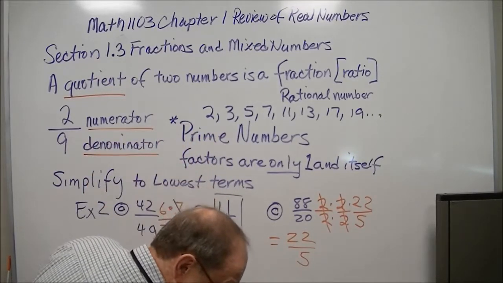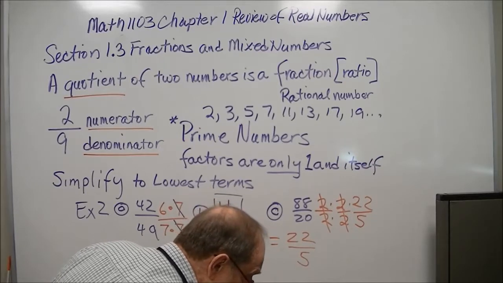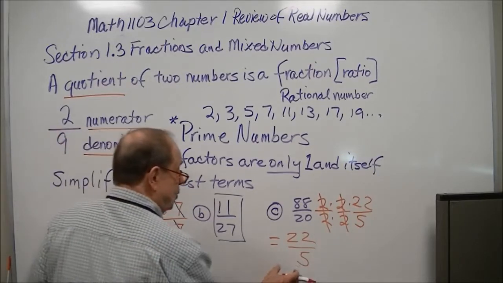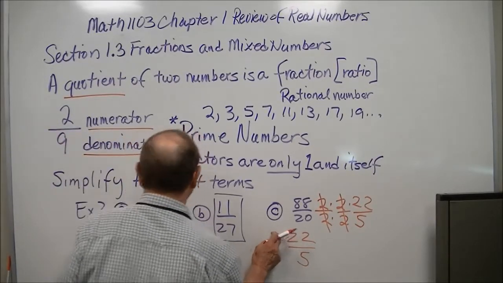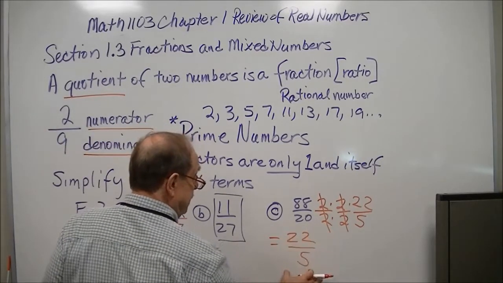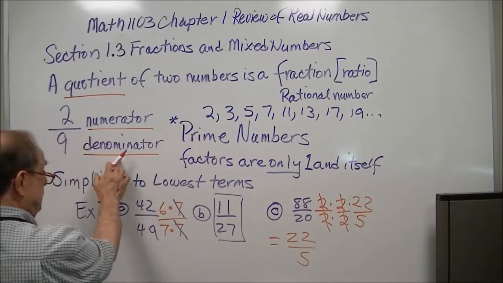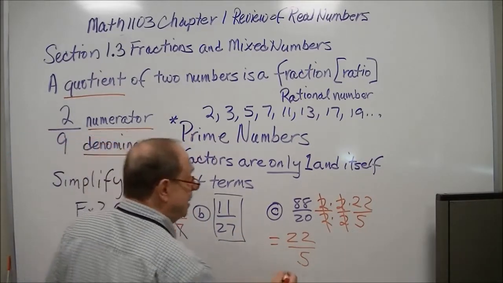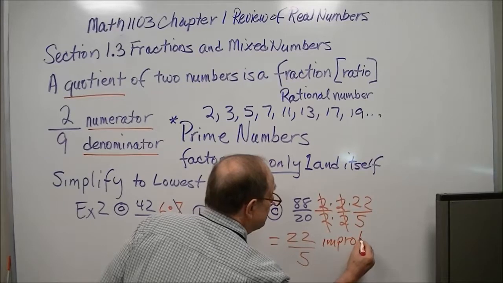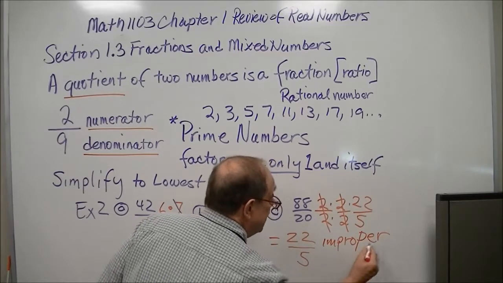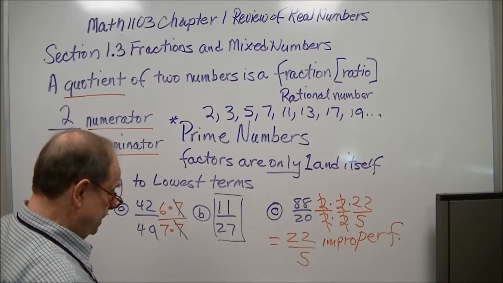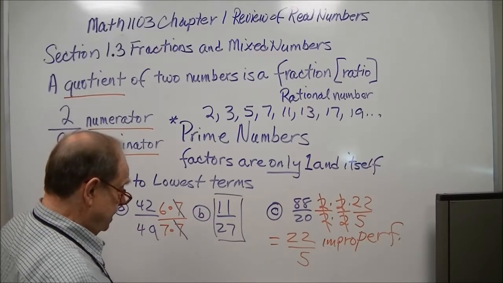Now I don't know if the book wants it that way. Let me take a look here. Yes. Now, whenever the numerator, the number on top, is larger than the bottom, the denominator, this is called an improper fraction. All right. An improper fraction.